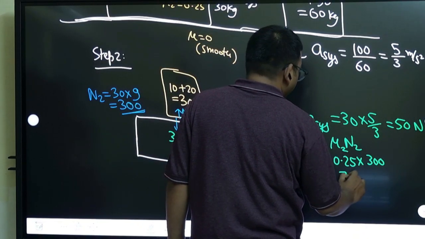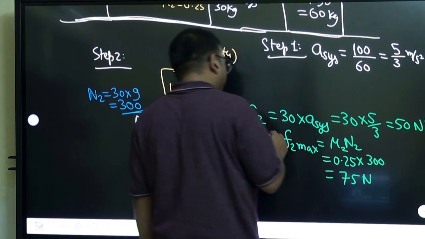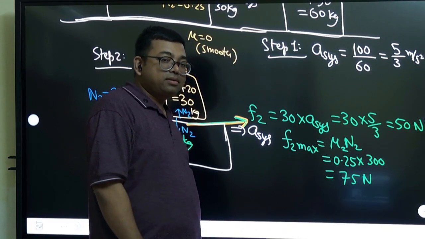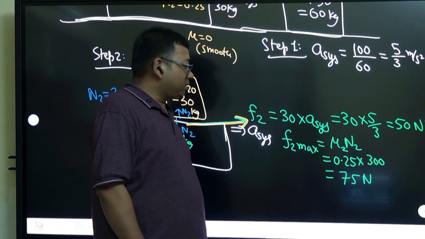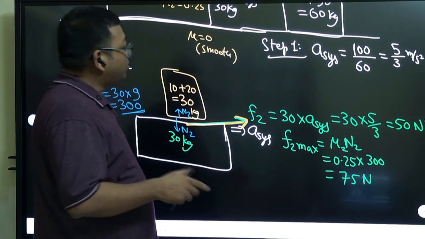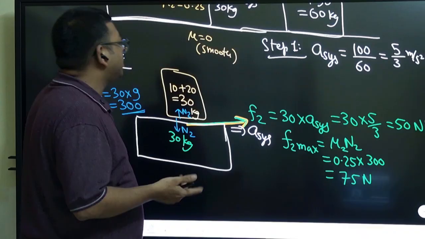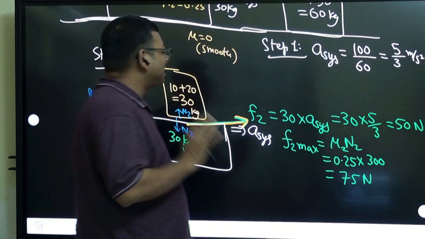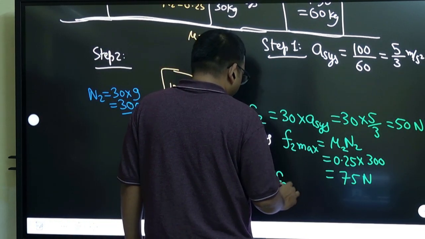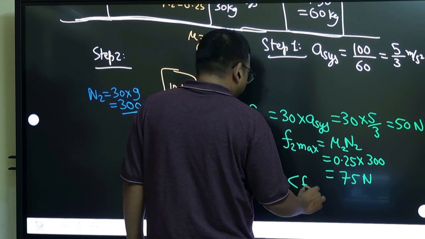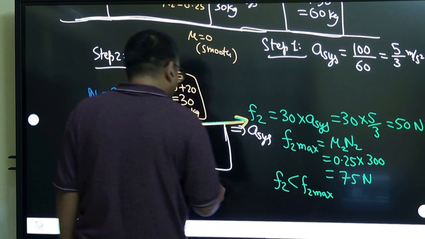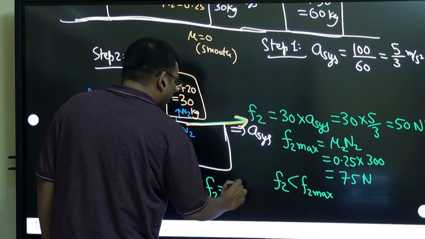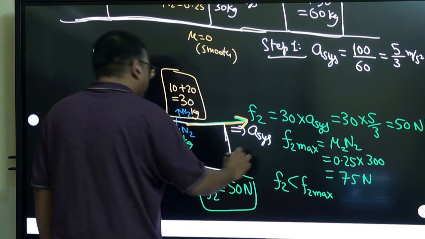So 75 Newton comes. Now you compare this F2 and F2 max. This F2 is smaller than F2 max, right? Yes. So this F2 is smaller than F2 max, then definitely we can say that it's okay. This F2 is the friction acting here. We can say that. Okay. So because F2 is less than F2 max, we can say the friction acting here is F2 only, which we have calculated as 50 Newton. This is correct. Okay.